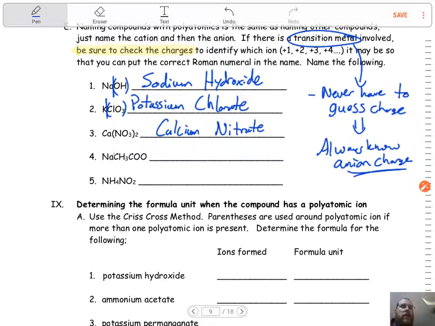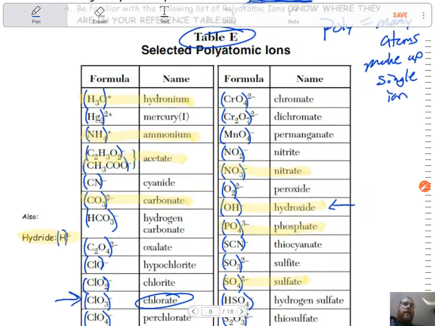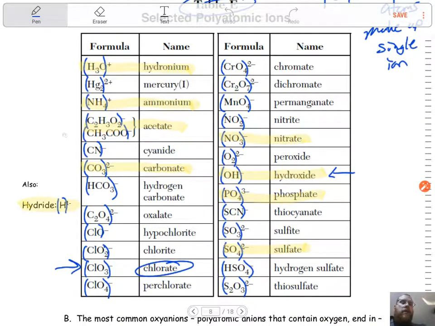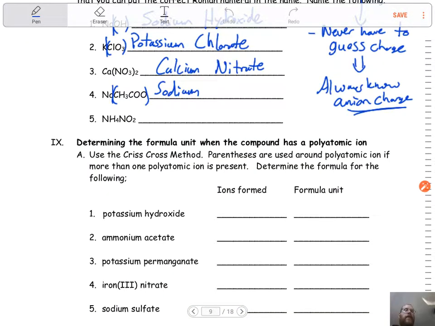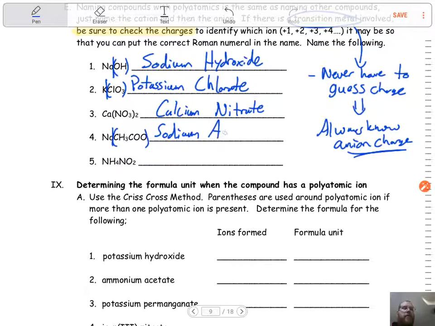Number 4 looks a little bit more complex, so I split it up. There's sodium to begin. And then this guy is a big one. But if I go over here, it's one of the 2 formulas for acetate. So again, you've got to use that reference table. This is sodium acetate.